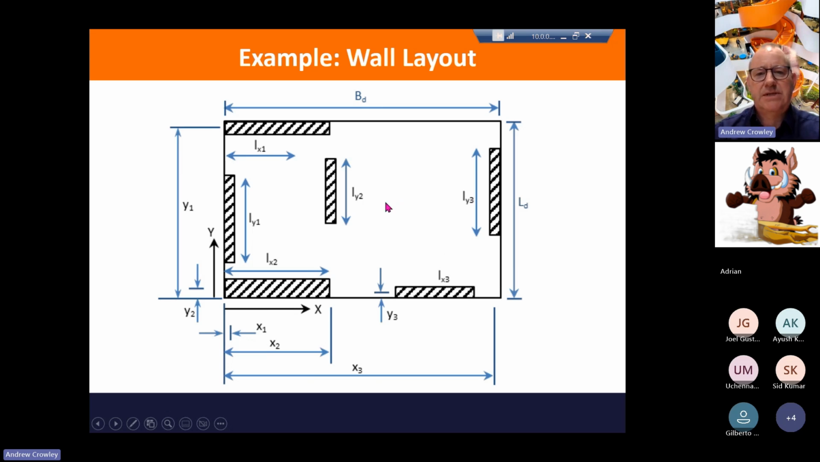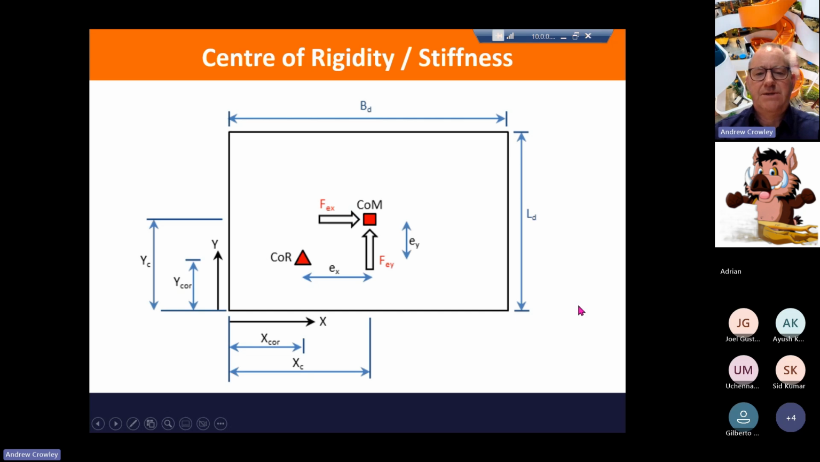concentric resistance system. So there is going to be a natural inherent eccentricity of our resisting system because of the layout of the walls. So we'll assume that the center of mass, where the load is applied, is going to be in the middle of this nice rectangular floor. But our center of resistance, or center of rigidity, or center of stiffness is going to be offset, and we're going to use the values EX and EY for the offsets in the X and Y direction respectively.